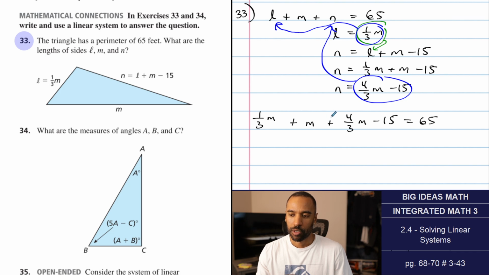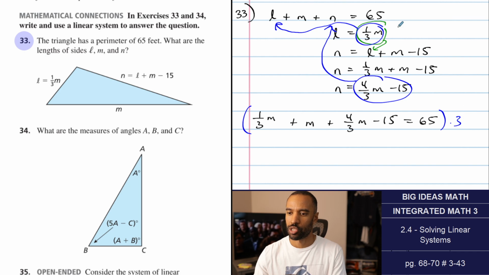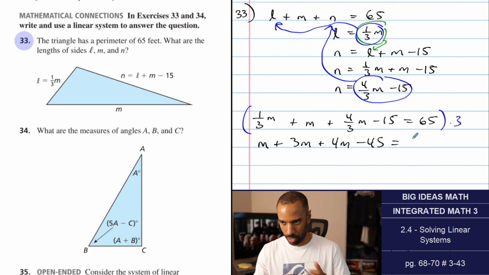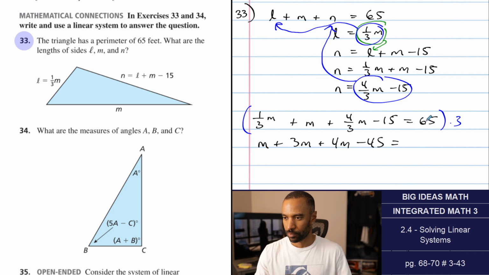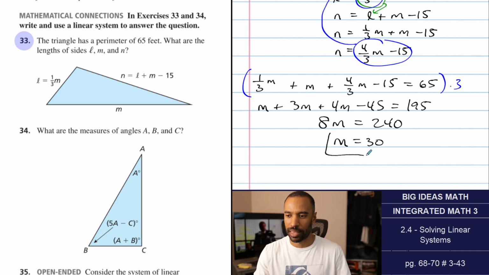If I combine, let's see, you want to multiply everything by 3 right now, I guess? Just get rid of the fractions now? I don't know if the answer will have fractions or not, but currently it does. Let's see, times 3. So now I have M plus 3M plus 4M minus 45 equals, what is that? 195. So combine like terms, you get 8M. Add 45 over, you get 240. Divide by 8, you get M equals 30. So that's an example of, okay, that one's not a fraction. You had fractions, but it's not ultimately.